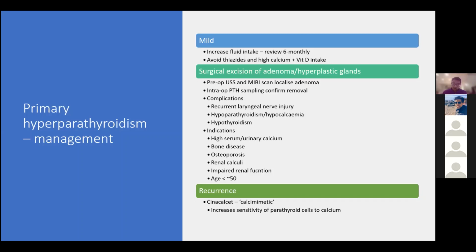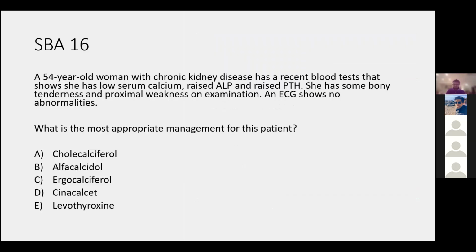If the hypercalcemia returns despite surgical intervention, or if they're not suitable for surgery, you can try a calcium mimetic like cinacalcet, which increases the sensitivity of the parathyroid to the calcium in circulation.